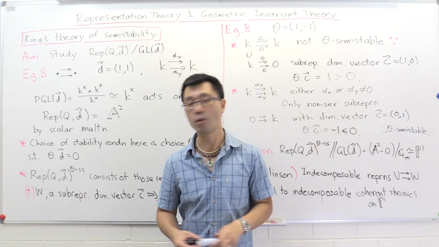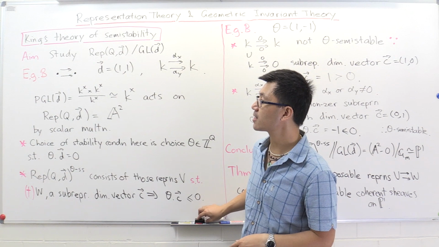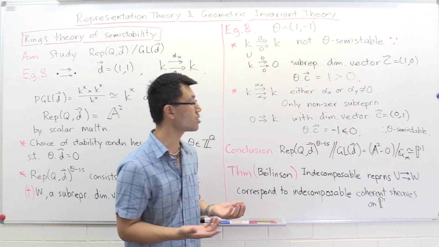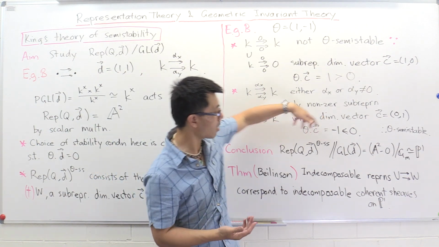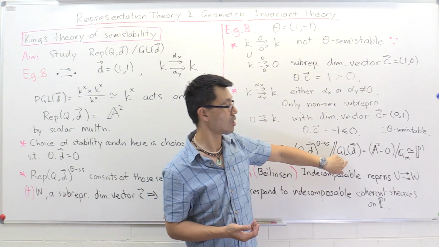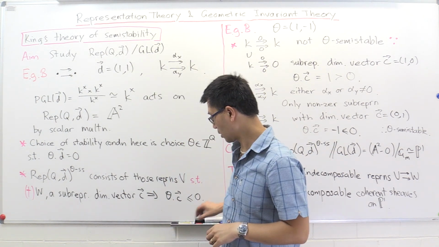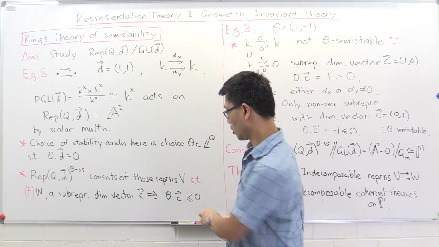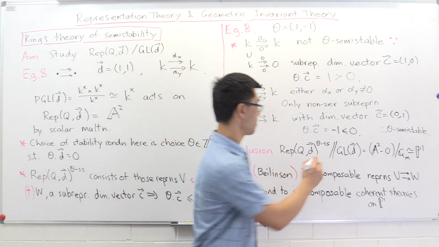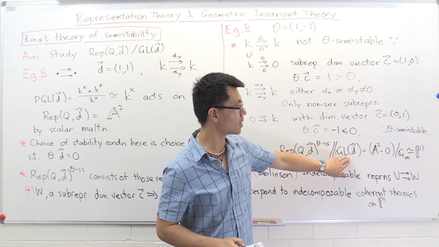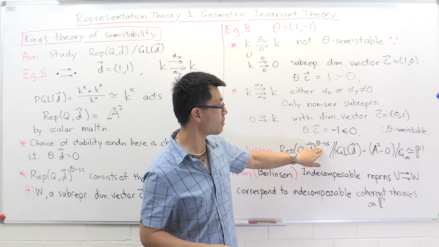Okay, so we've worked out semi-stability in this example. Now let's look at the quotient. So what do you have? Let's look at Rep Q D, the theta semi-stable part, modulo this GL D. In fact, we'll look at PGL D. It will turn out to be the same, but let's just put that in there. So what is this theta semi-stable part?